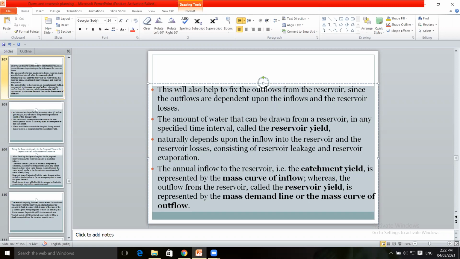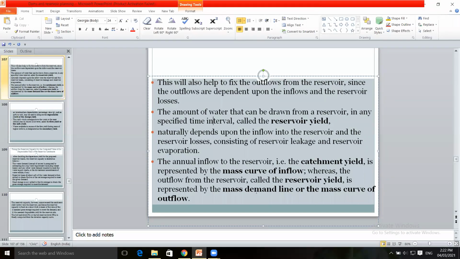This is inflow and this is outflow. This is catchment yield, this is reservoir yield, and this is the mass curve of inflow, and this is the mass curve of outflow. These two curves are the inflow and outflow of the reservoir. Based on that, the reservoir capacity is calculated. Understood? Mass curve of inflow, mass curve of outflow, the catchment yield and reservoir yield.